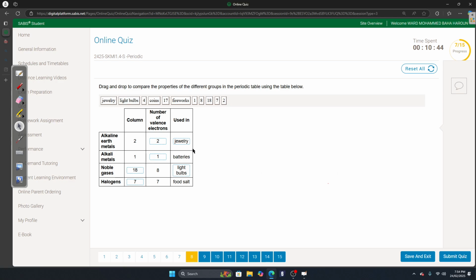I knew everything. Did I pause that? I was searching it up anyways. I knew everything. I just didn't know what they were used for. But memorize this first of all. That the noble gas is 18, 8, light bulbs. Memorize that. That column 18, they all have 8 valence electrons. And you need to memorize that noble gases are used for light bulbs. I thought they were used for fireworks.